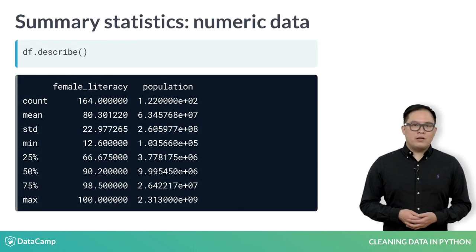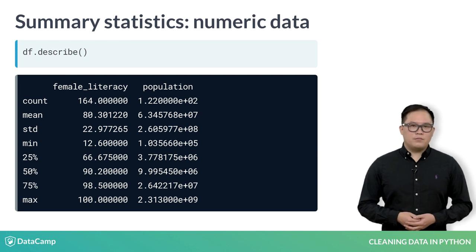We can quickly calculate summary statistics on our data by using the describe method. Only the columns that have a numerical type will be returned. Describe returns a number of non-missing values, the mean, standard deviation, minimum, 25th, 50th, and 75th percentiles of our data, where the 50th percentile is the median. And finally, the maximum value of our data.